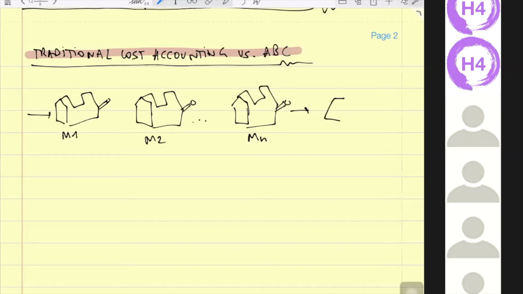So let's say we have a door and we have an axis of a car and so on and so forth. Okay. So in such a setting, traditional cost accounting views production costs as either direct cost or indirect cost. So traditional cost accounting is going to see cost as direct cost plus indirect cost.